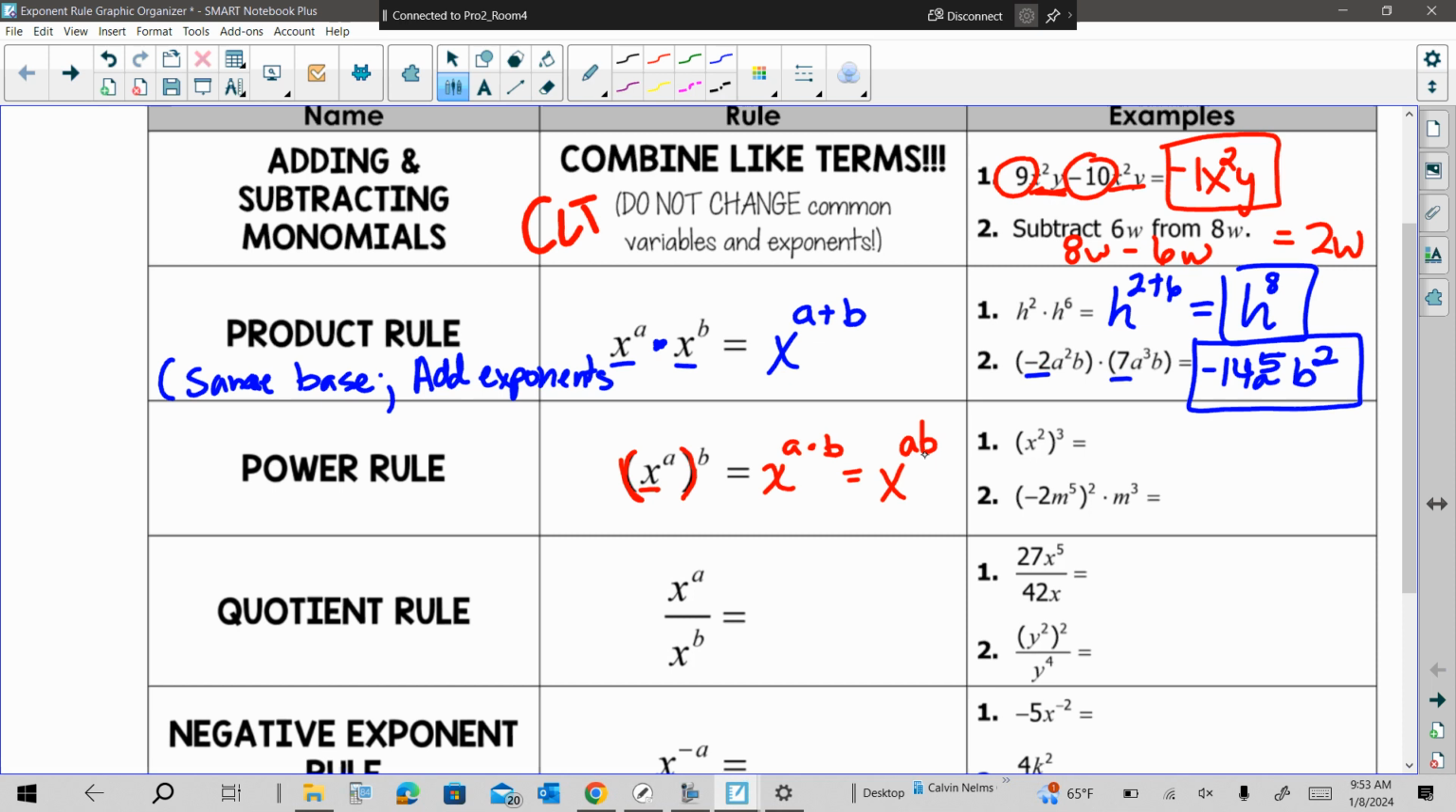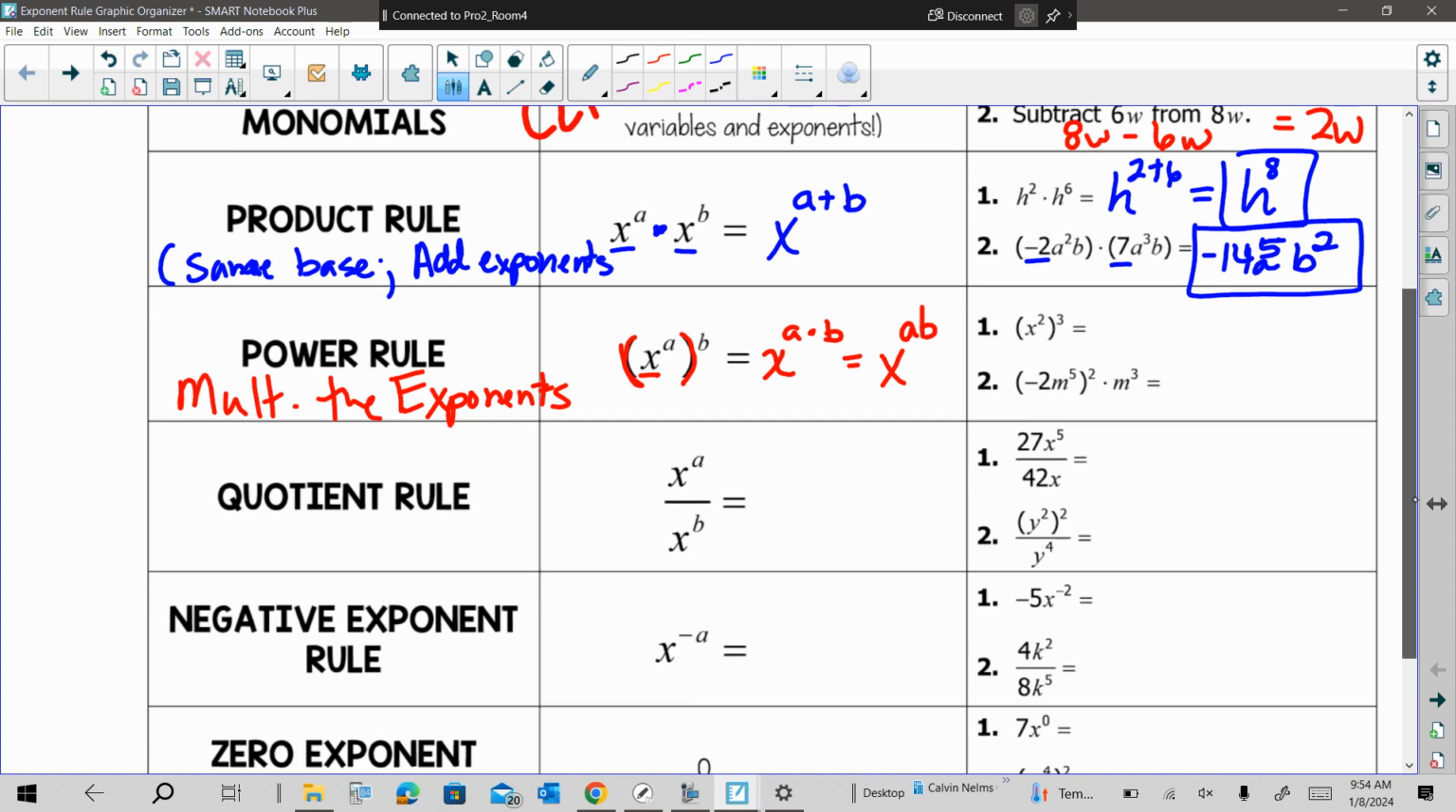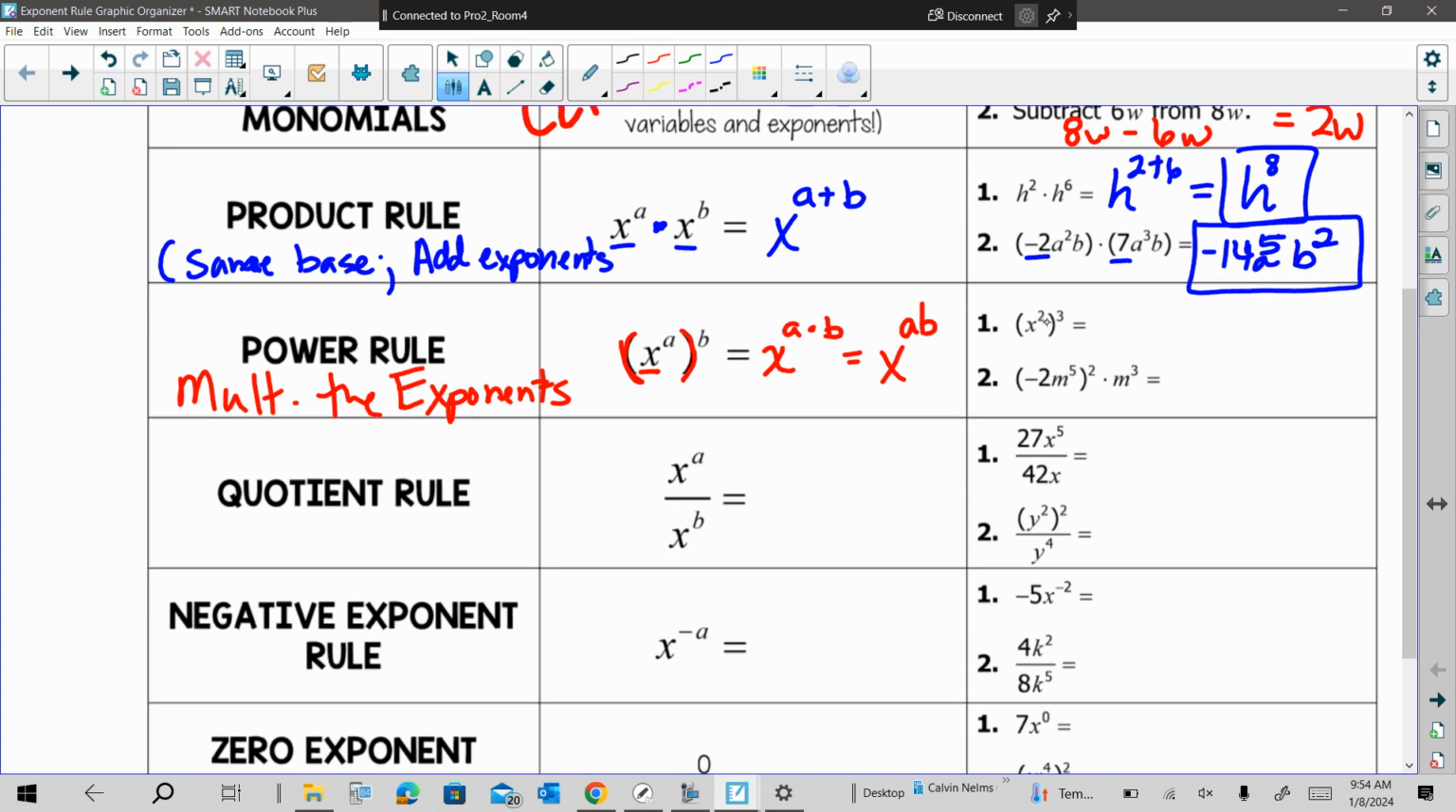So the power rule is used whenever you raise a power to a power. And that means you're going to multiply the exponents. So if I have x to the 2nd power, now raised to a power of 3, this gets simplified as x to what power? 6. Yeah, to the 6th power, because you multiply the 2 times the 3.